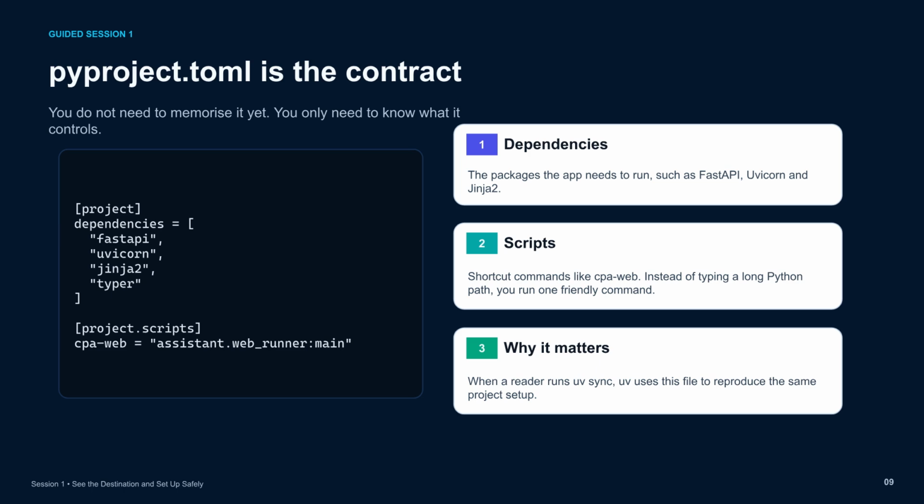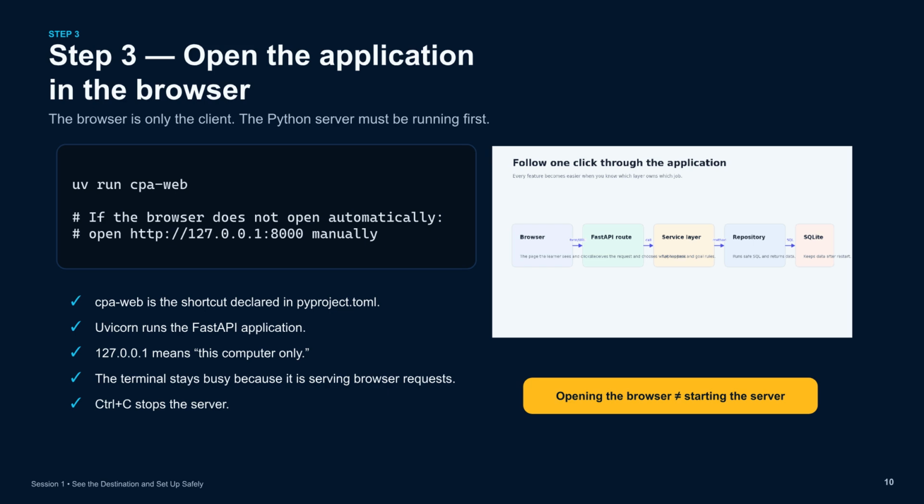Let's look at your contract, pyproject.toml. You don't need to memorize it, but know that it manages your project's dependencies, like FastAPI and Uvicorn, and defines your scripts. These are helpful shortcuts, like CPA-web, which prevent you from having to type long, complicated paths to start your application.